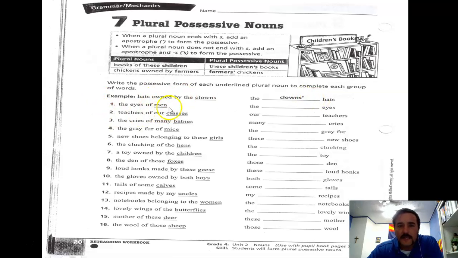Take a look, the eyes of men. Men does not end in S, so I'm going to write M-E-N apostrophe S to show that the men own the eyes. Or it's theirs, they have them. It doesn't end in S, so I have to add apostrophe S. That's what you need to be careful of all the way down here. Plural nouns, every one of them. If it ends with S, write them here and just add apostrophe. If it doesn't end in S, write them here and add apostrophe S.